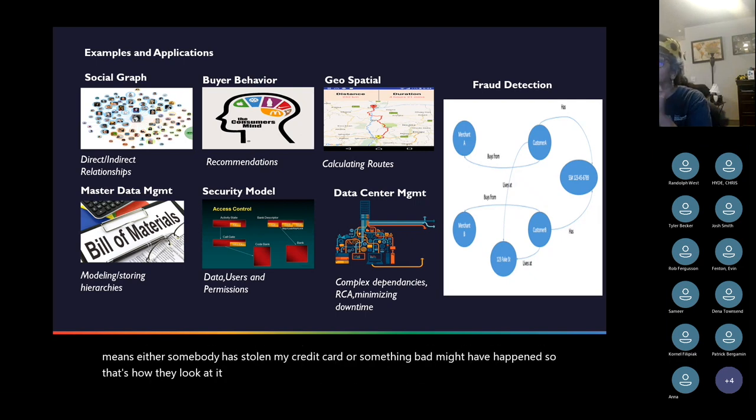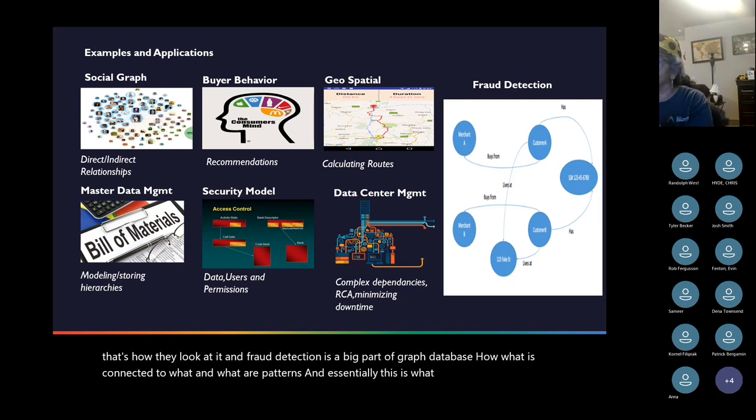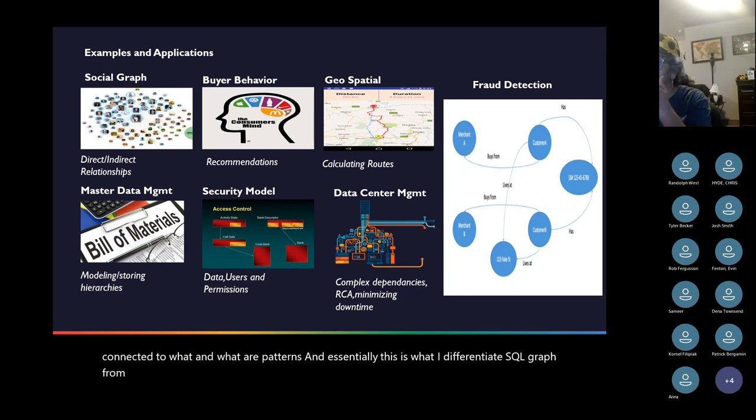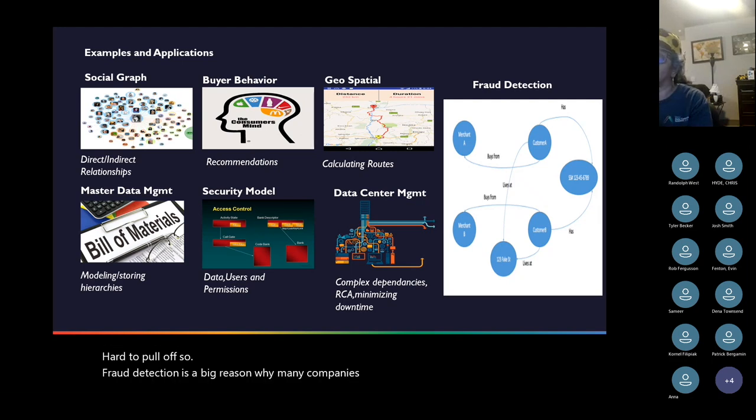And fraud detection is a big part of graph data, how what is connected to what, and what the patterns are. And essentially this is what differentiates SQL graph from other graphs too, is this kind of pattern detection is inbuilt into other graph databases. And in the relational world, that's pretty hard to pull off. So fraud detection is a big reason why many companies use graph data models.